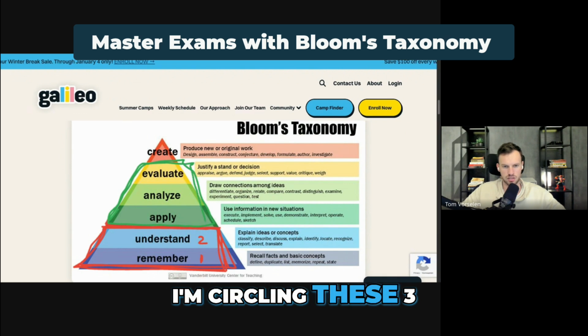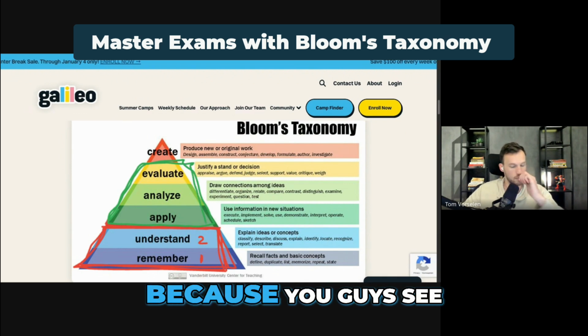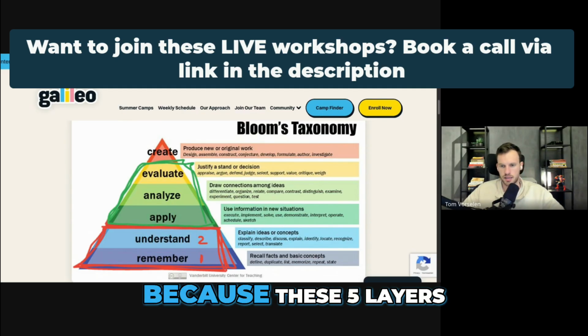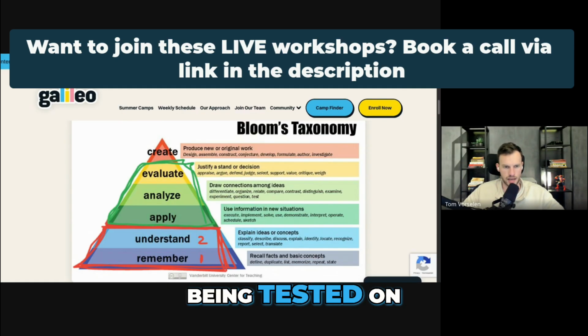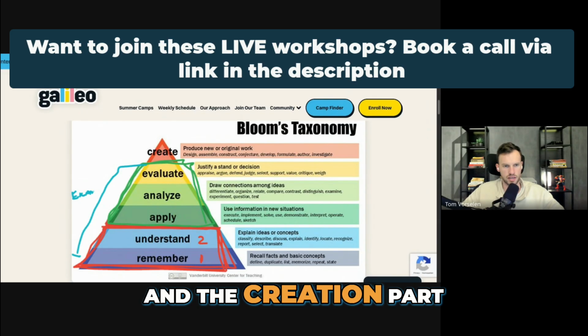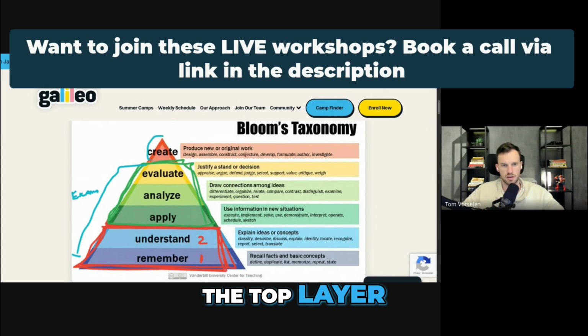I'm circling these 3 right now at the top, because you guys see that I'm drawing on the screen, right? Because these 5 layers, these are often being tested on exams. So these are being tested on exams. And the creation part, the top layer, is usually more based on assignments.